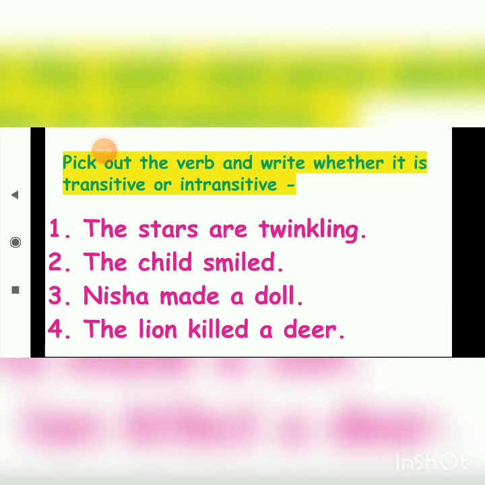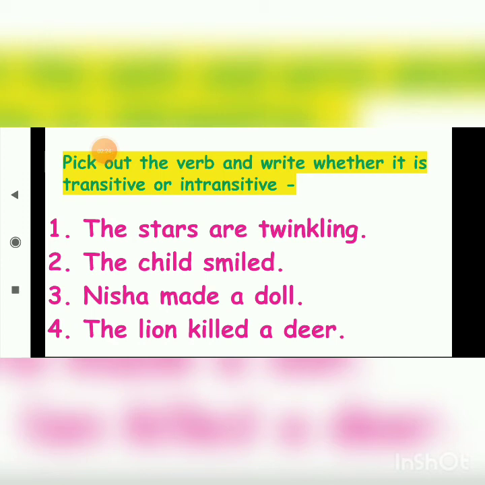Moving to our third one, Nisha made a doll. I repeat, Nisha made a doll. So Nisha is a subject, made is a verb, and a doll is an object. So here we are having subject, object and a verb. Whenever there is an object in a sentence, it is always a transitive verb.